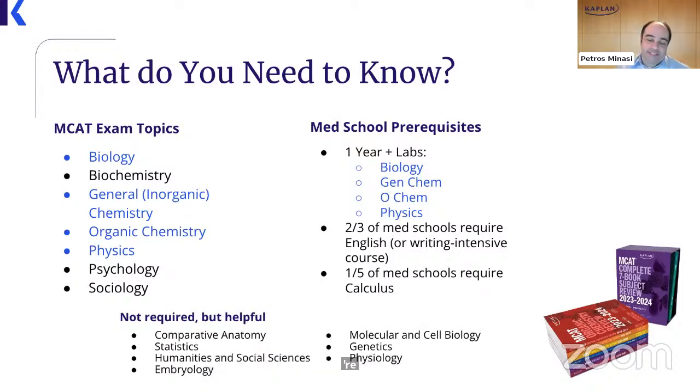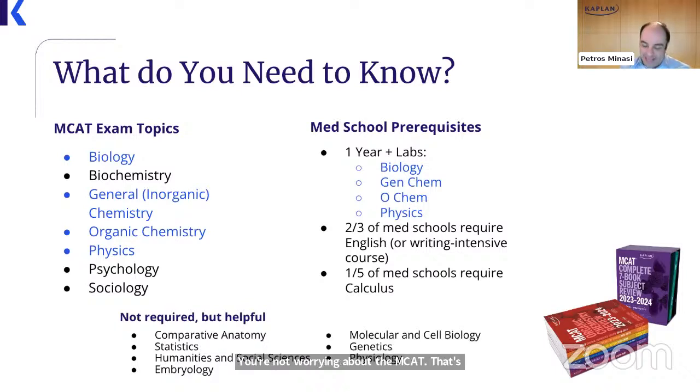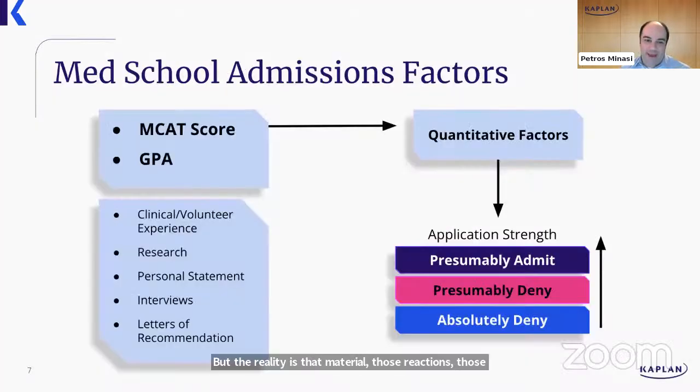So the reason why we bring this up is, as you're doing your undergraduate coursework, there's actually material that you're already reviewing and already learning that you will be accountable for on the MCAT when the time comes. And so often what happens, and I'm sure some of you maybe raise your hands or tell me if you agree with me on this, when you're taking something like organic chemistry, you're just trying to get through organic chemistry, right? You're not worrying about the MCAT. That's super far off in the future. But the reality is that material, those reactions, are going to show back up again when the MCAT rolls around.